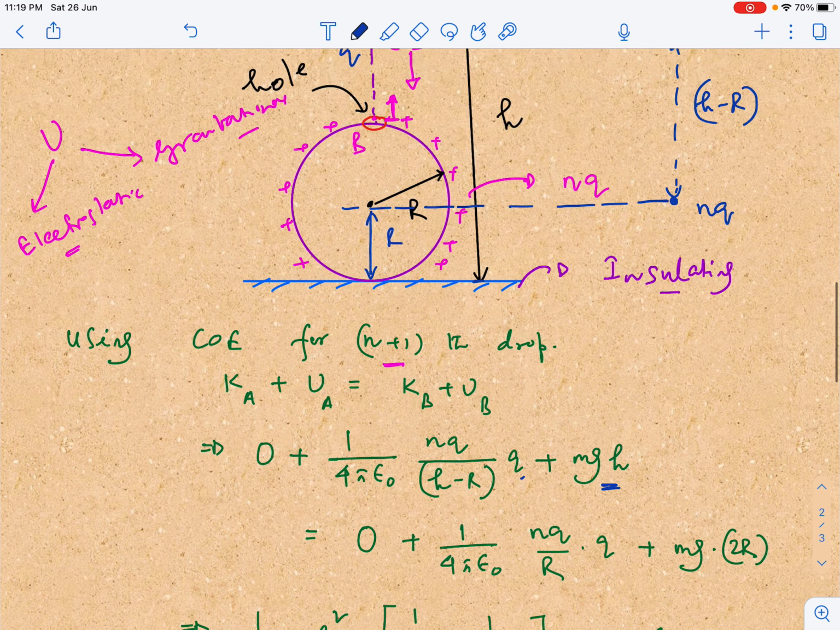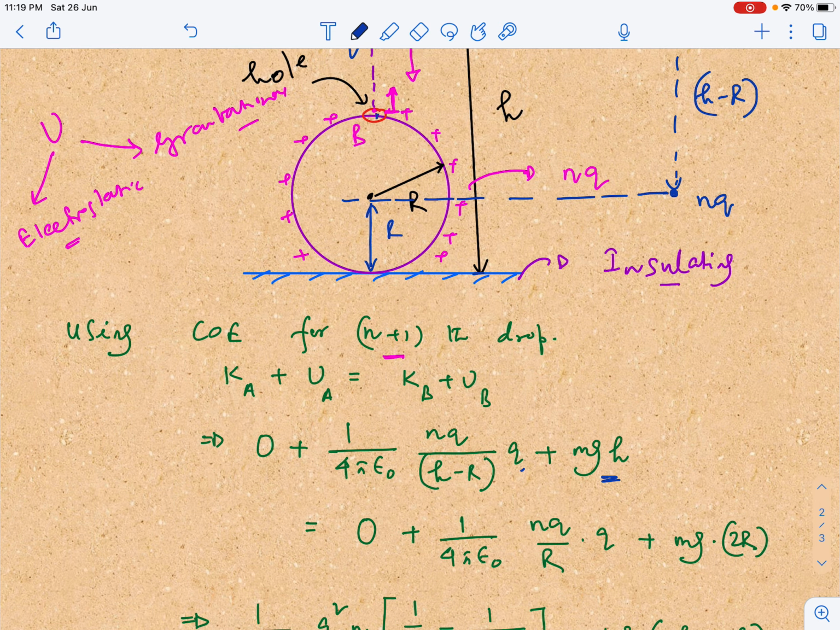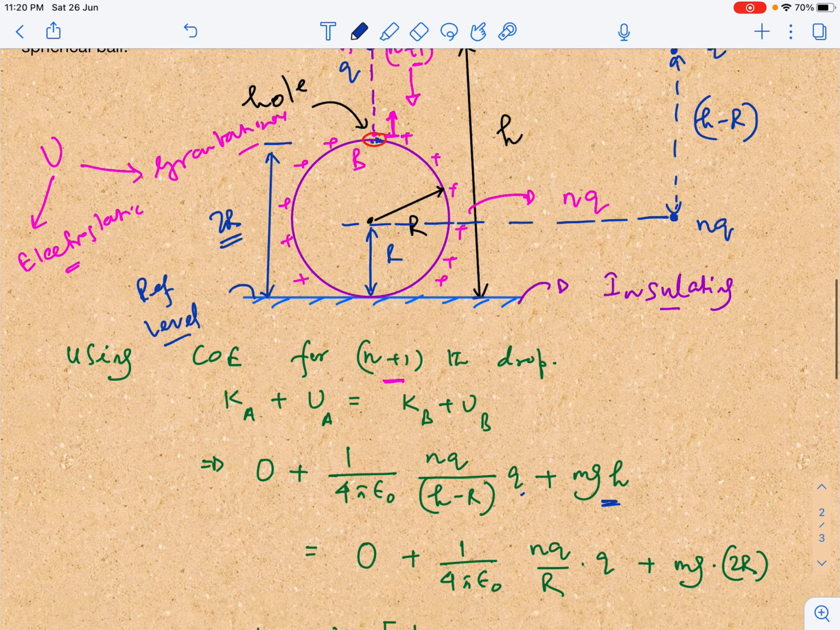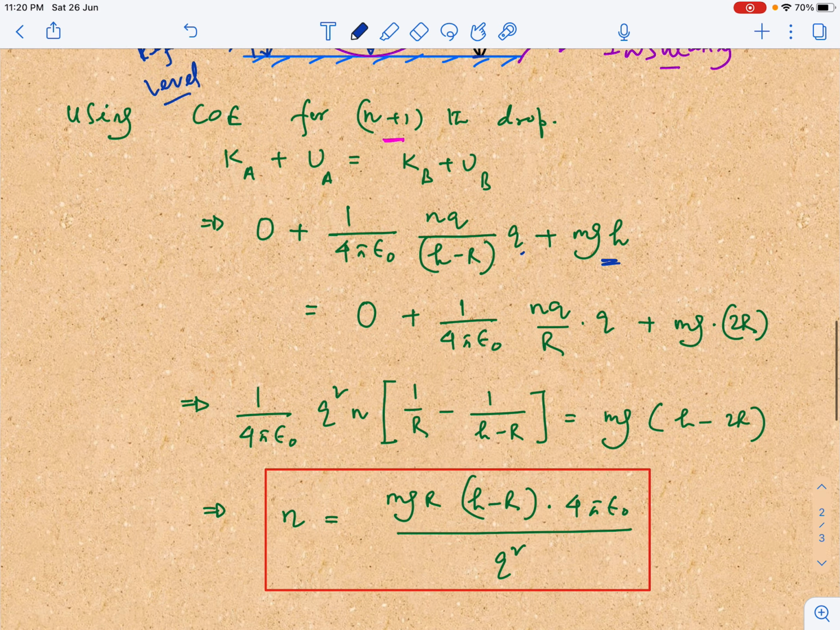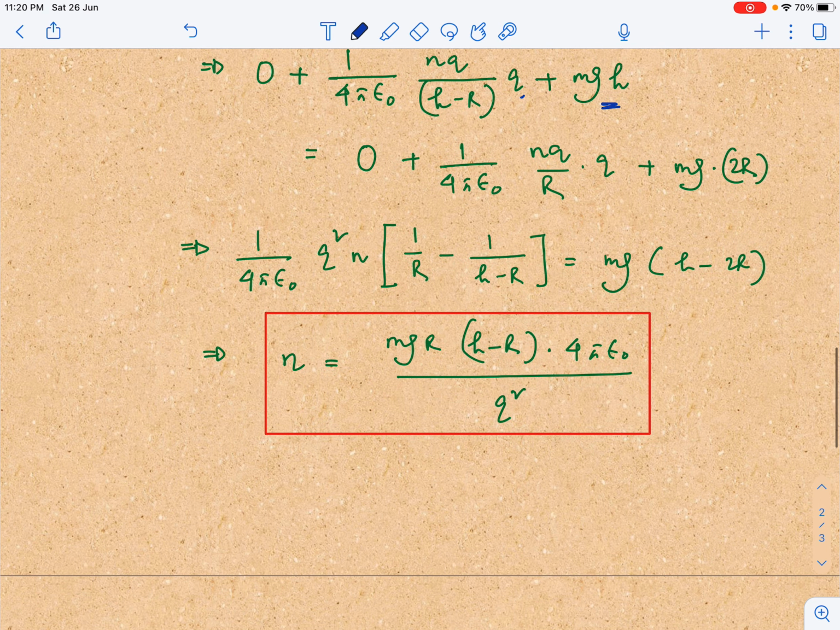Now the next one. When it is at the surface here, it is 1 by 4 pi epsilon naught into nq by r into q, that is the potential energy between them, plus mg into 2r. For the gravitational potential energy, I am taking this lower surface as the reference level. So if I take this surface as the reference level, this charge after falling here is at a height of 2r from the insulating horizontal surface. That's why I have taken mg into 2r. So again, a little bit of calculation. If you do the calculation, you will get n equal to mgr into h minus r into 4 pi epsilon naught divided by q square, and that will be your desired answer.